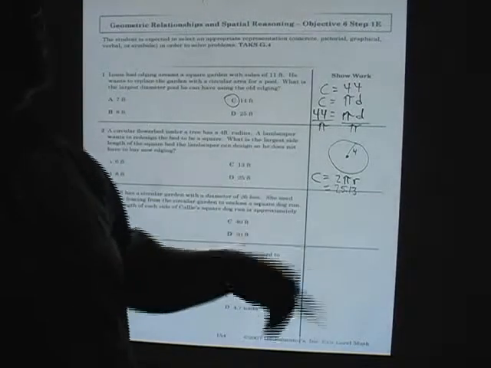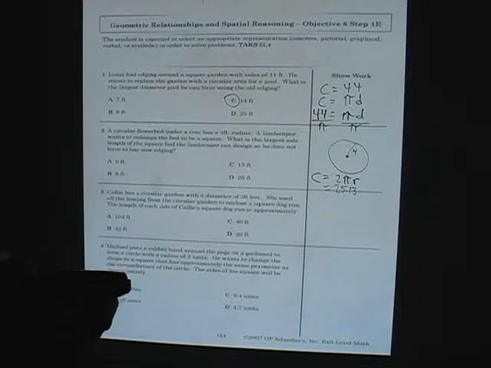Just take that number, divide it by 4, and we'll get the length of one side. About 6 feet.